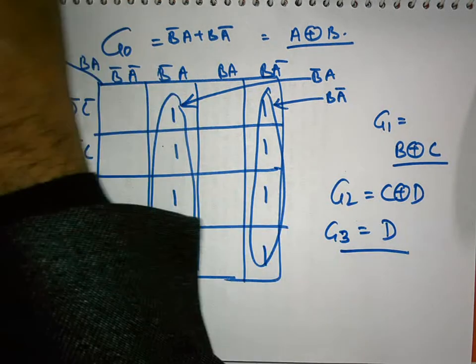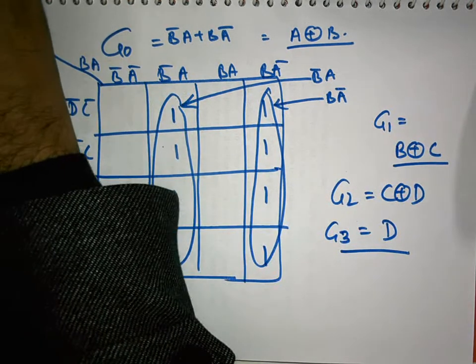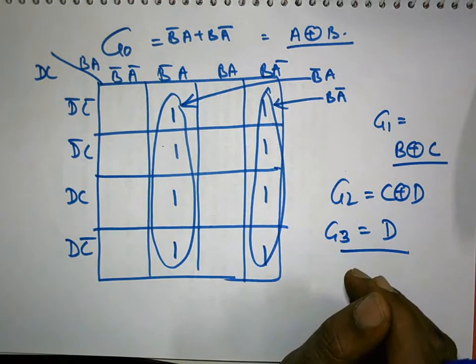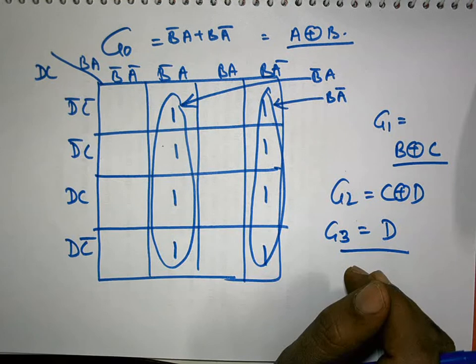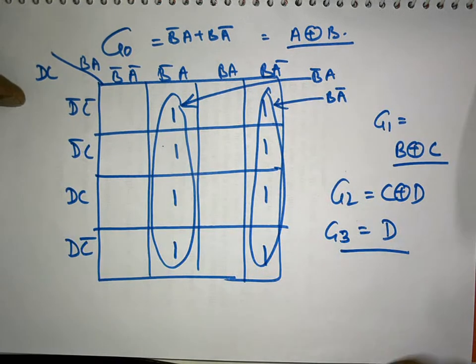In G3, if you see, there are 8 ones, starting from cells 8, 9, 10, 11 and 12, 13, 14, 15. If you look at the truth table, there are 8 ones, and they will make a group, and this will result in D. So how can you realize this circuit?